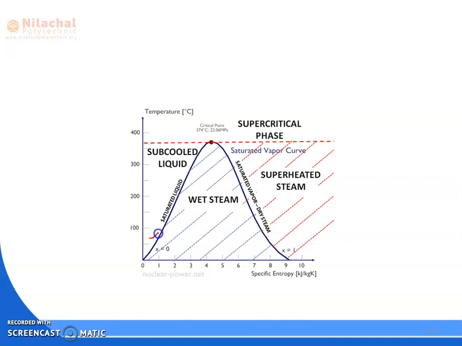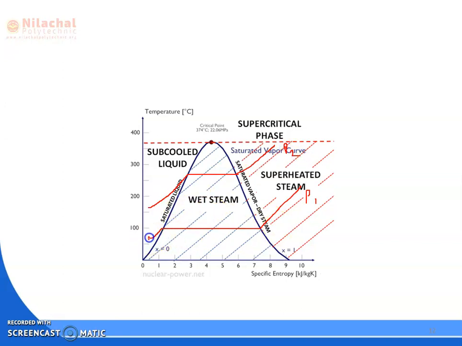So how can you draw the constant pressure line? This is the constant pressure line. See here, I'm drawing this one. These are the constant pressure lines. Suppose this one is your P1 pressure, this one is your P2 pressure. So these are the constant pressure lines.